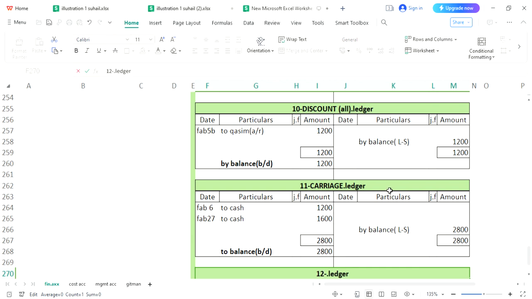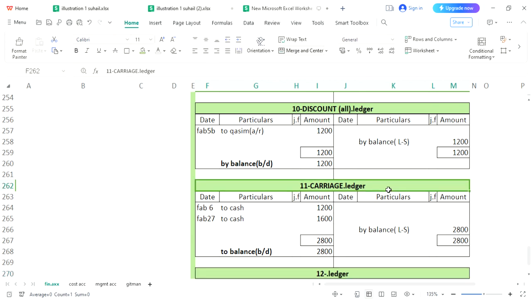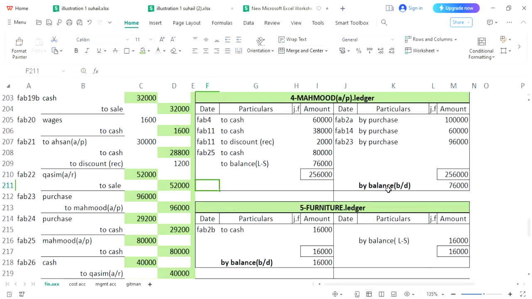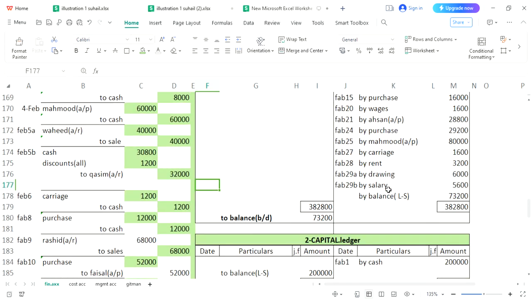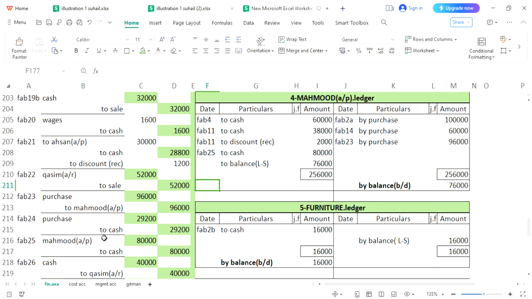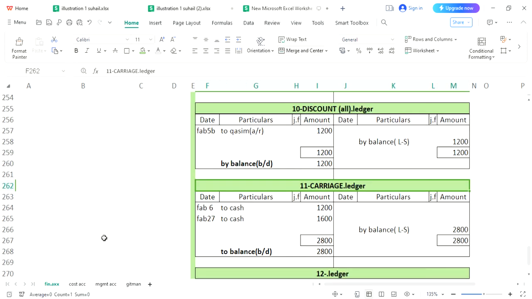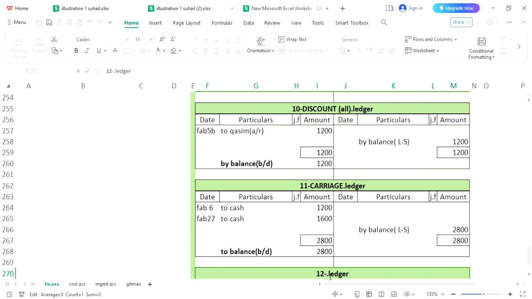We had completed carriage. Now let's go upward and see what is next after carriage, which is unmarked. This carriage we have completed. Next unmarked entry is Rashid, account receivable. So we have found out the next title is Rashid as account receivable. So put account receivable over here.